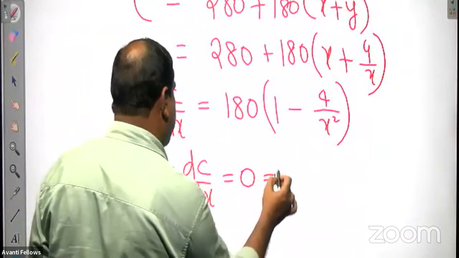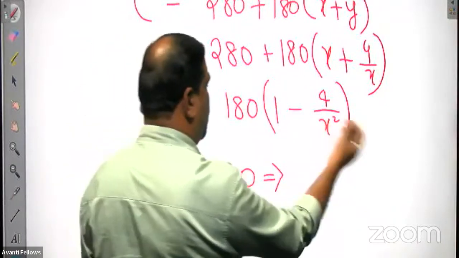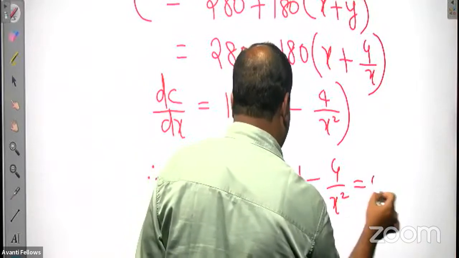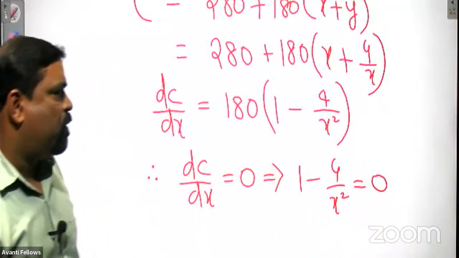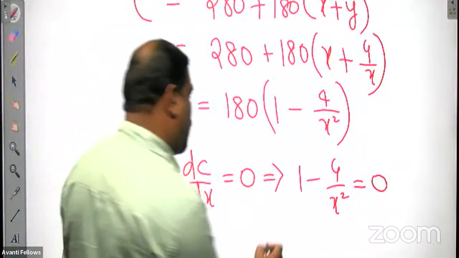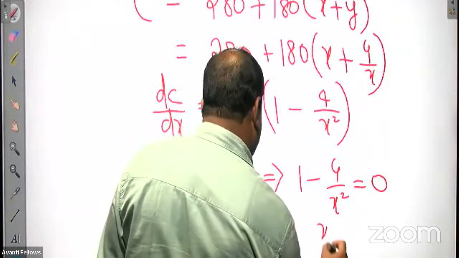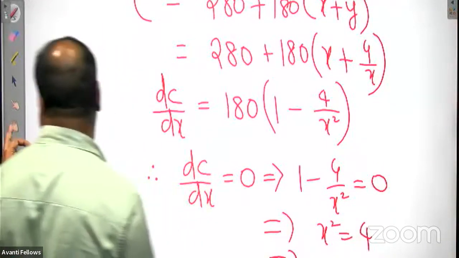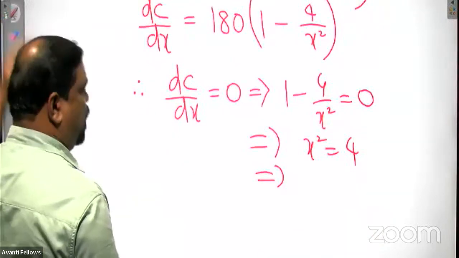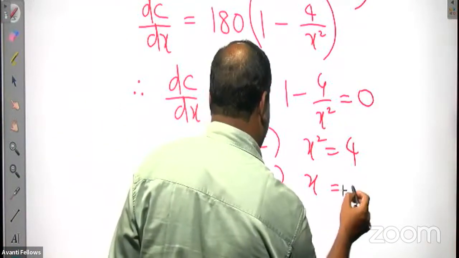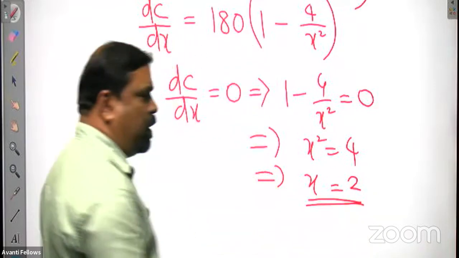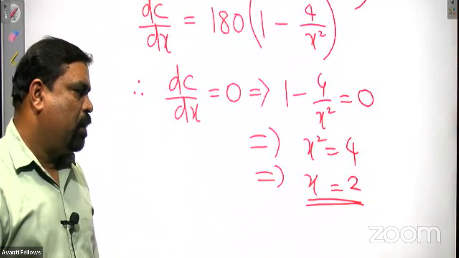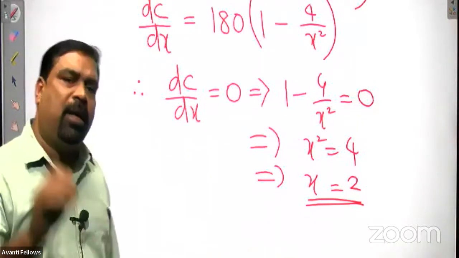So dc by dx equals 0 means this expression, 180 into 180, is a constant, so there is no need of writing. So 1 minus 4 by x square must be 0. After solving, you will get x square equal to 4. X square equal to 4 implies x equal to 2. X is the side, length or breadth, so it cannot be negative. So we'll take x equal to 2. Okay, so this is the critical point.